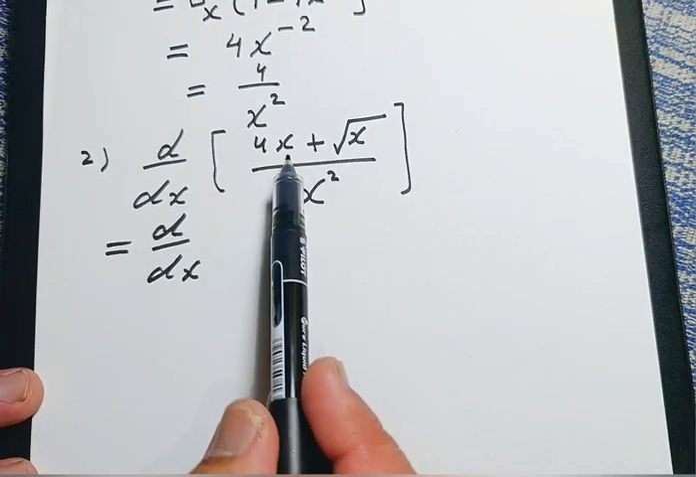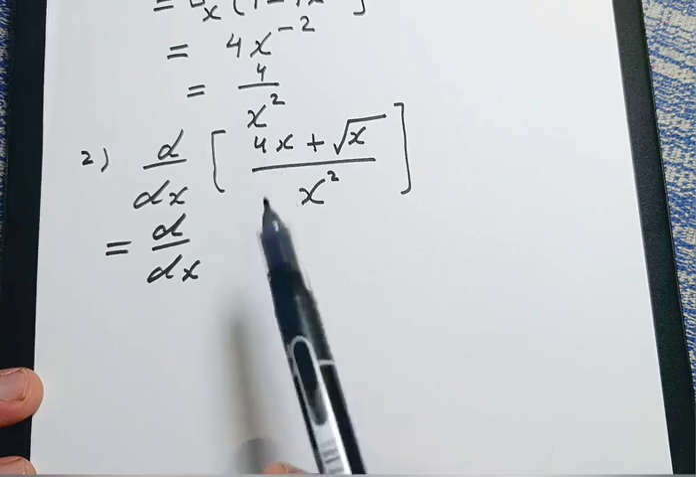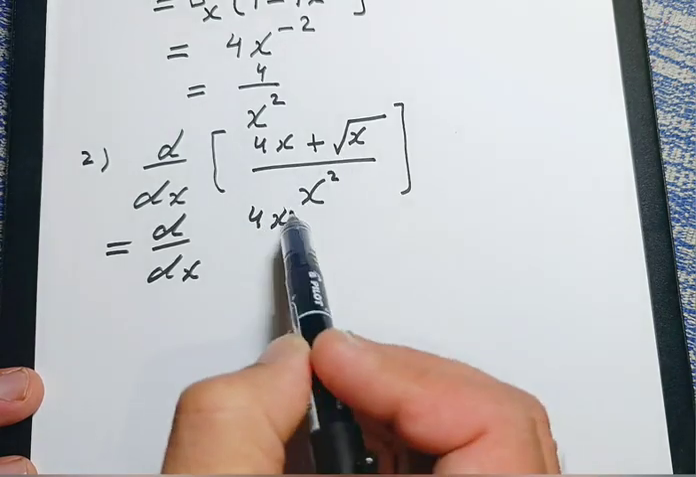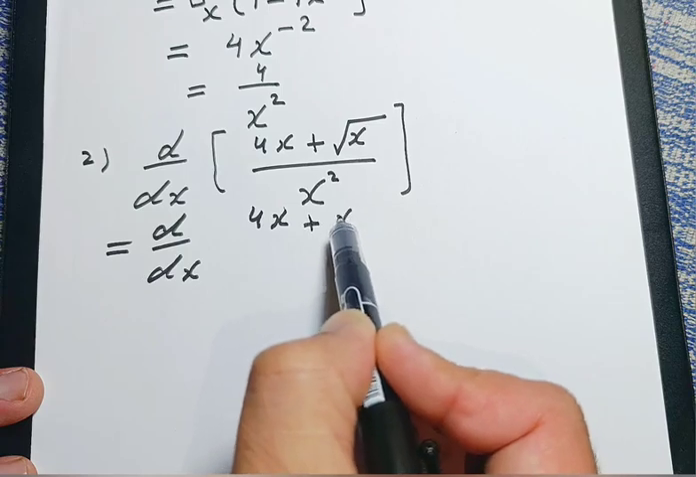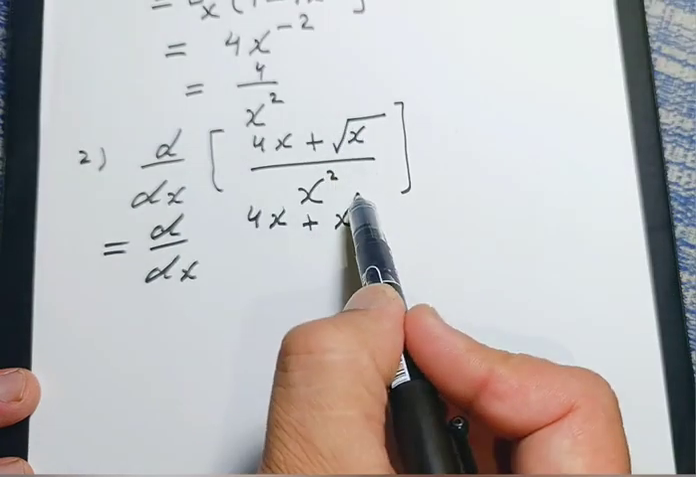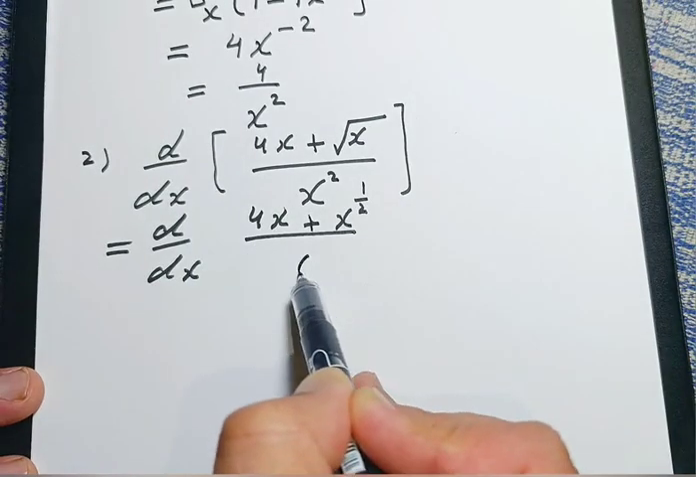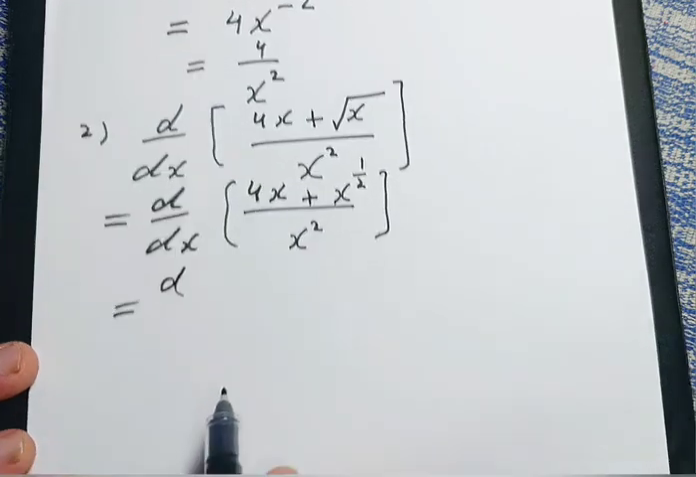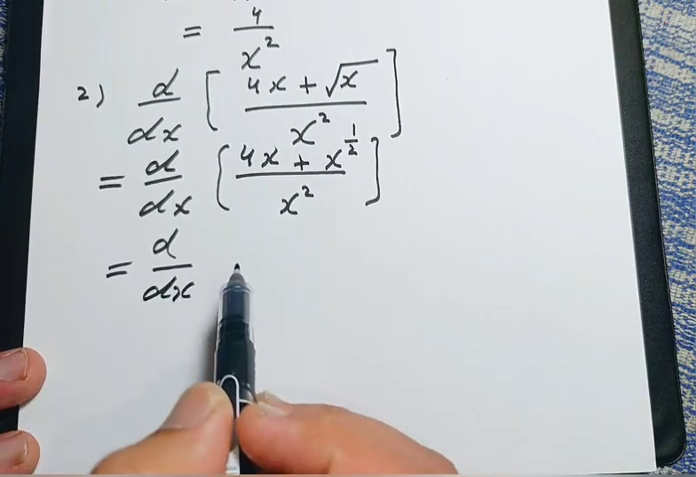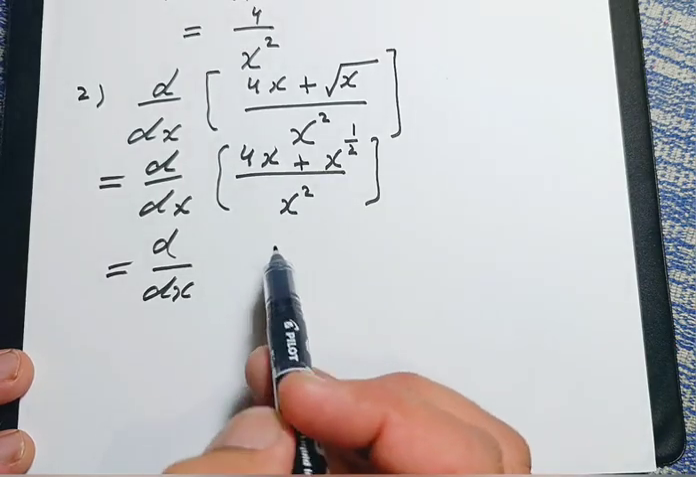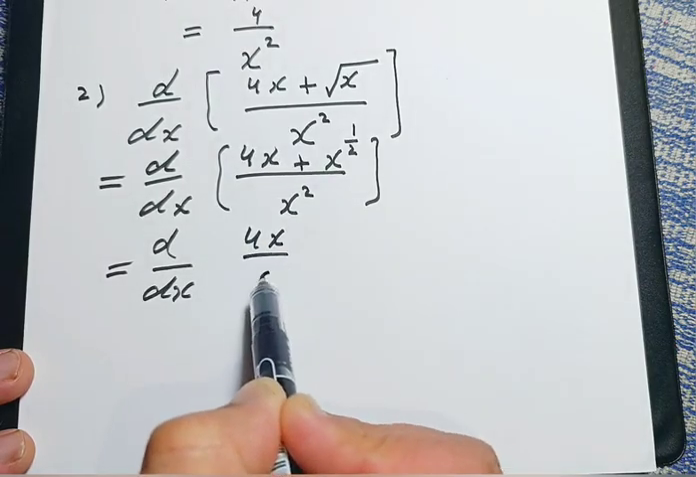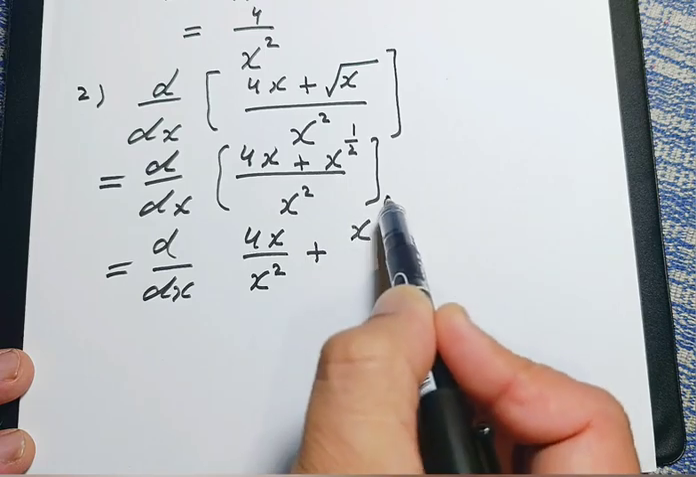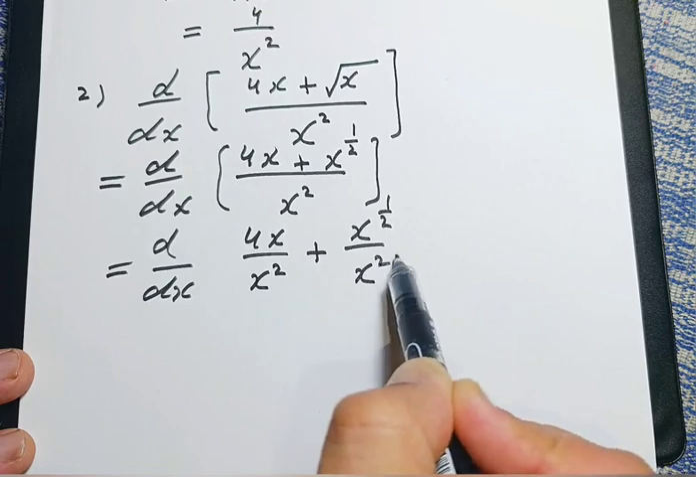Now the 4x is going to be 4x. First I'm going to need to solve this one: 4x plus the square root of x, which is x power 1 over 2, all over x power 2. The next step, d over dx: 4x divided by x squared, meaning like this, 4x over x squared plus x power 1 over 2 over x power 2.